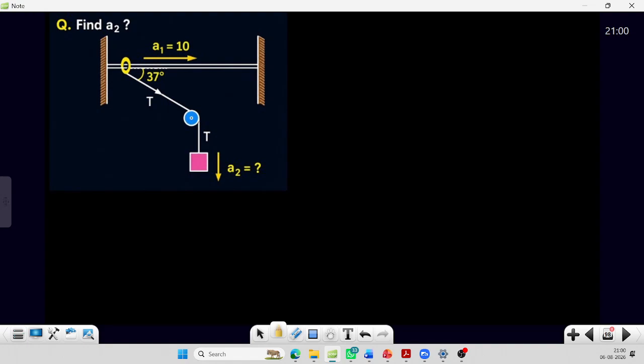What about this one? These are two walls. Okay, so one rod is hanging like that. Here we have one small ring shape. That is connected to the pulley via this block. And here you see, the block will move downward and this ring will move to the right side, this direction. Now tell me the acceleration of block A2.